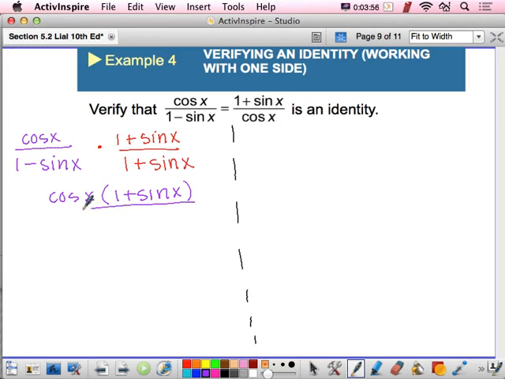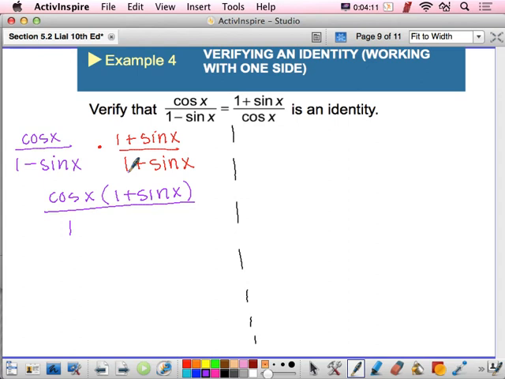If I multiply 1 minus sine x times 1 plus sine x, if I FOIL that out, the outer and inner terms will go to 0. We'll do 1 times 1. Outer times outer is positive sine x. Inner times inner is negative sine x.